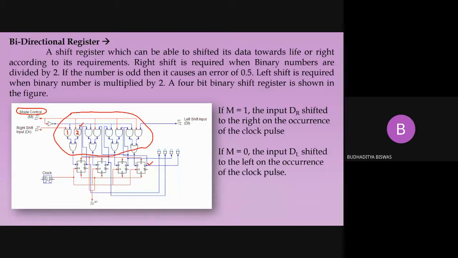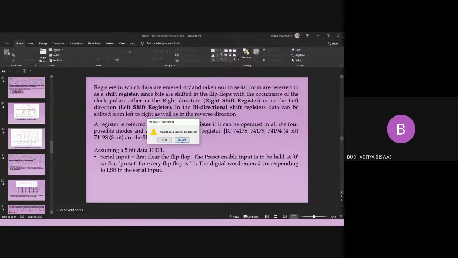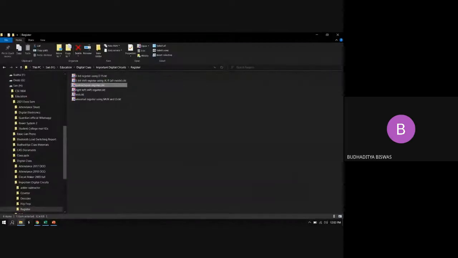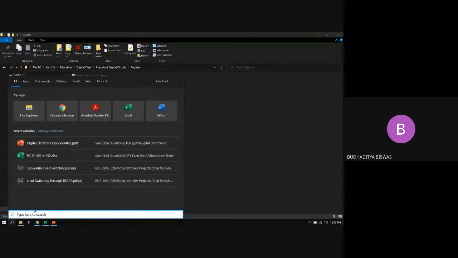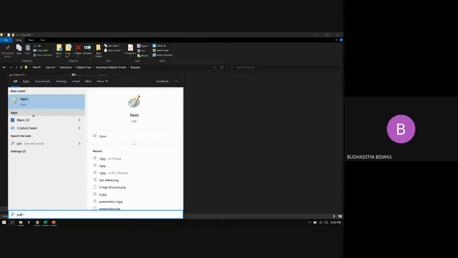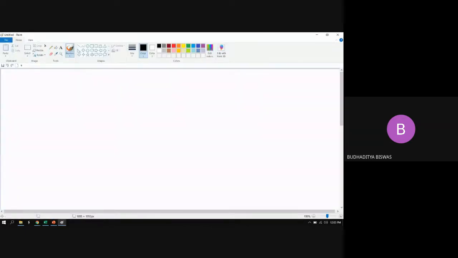Now, why do we need to study this one? You need to understand this also. Suppose I just write it down. Okay, this is my original data.